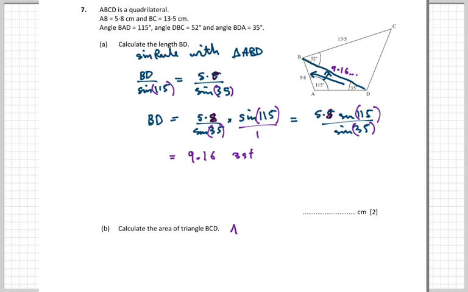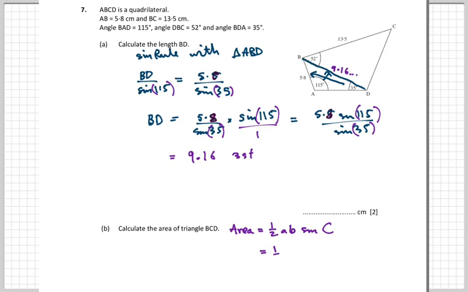From here, calculate the area of triangle BCD. It's not a right angle triangle, so we're going to have to use the area sine rule, which is a half ab sine C. For me, I don't relabel when I have this. I know that a and b are adjacent sides to an angle. So with that angle 52 degrees, I have the adjacent sides 13.5 and 9.16. So I'm going to use those values.